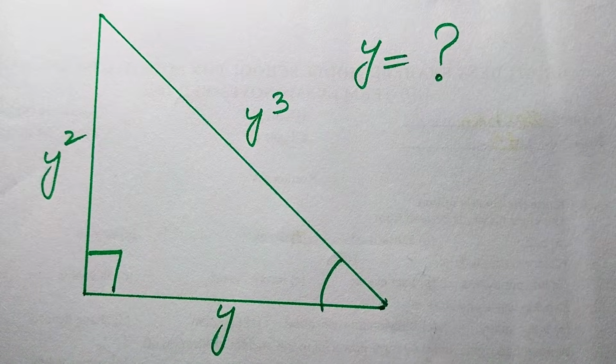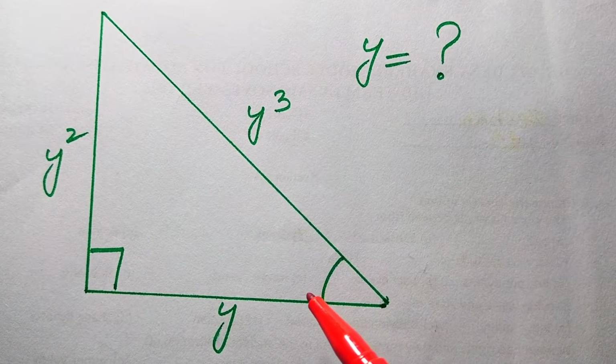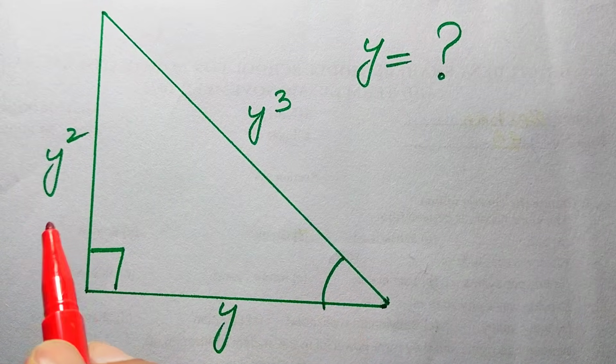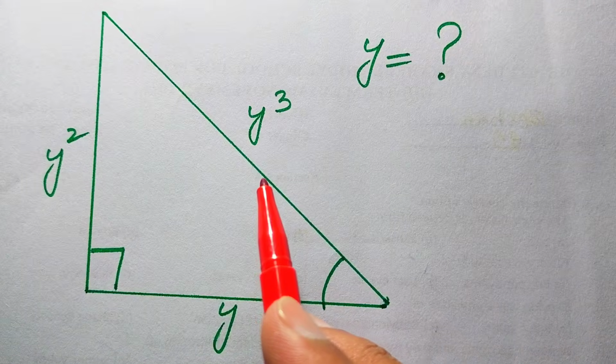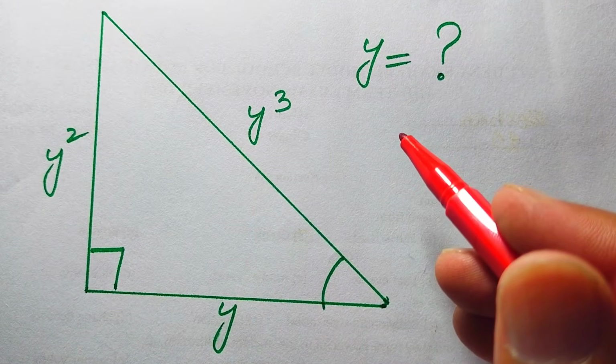Hello everyone, welcome to solve this nice math Olympiad geometry challenge. So here we have this nice right triangle in which the lengths of its sides are y, y square and y cubed respectively. So here we need to find the value of y.